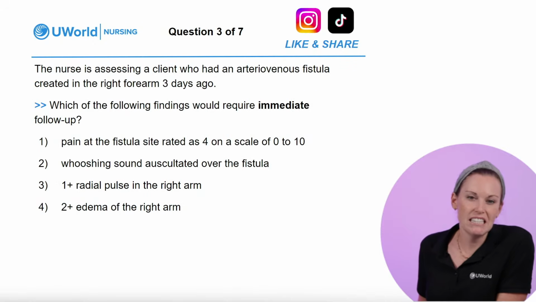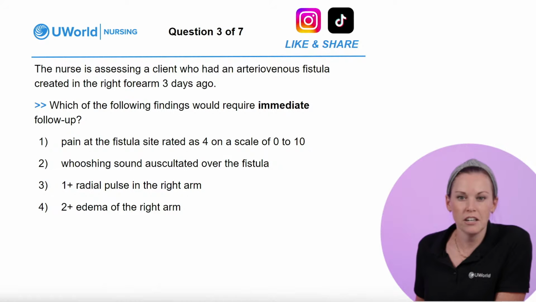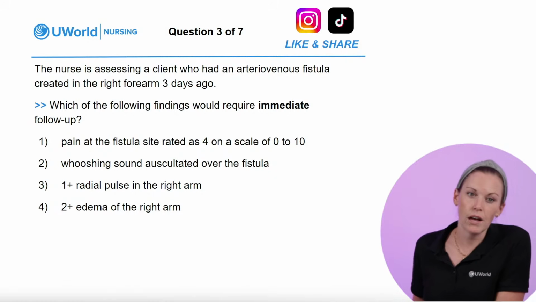The nurse is assessing a client who had an arteriovenous fistula created in the right forearm 3 days ago. Which of the following findings would require immediate follow-up?